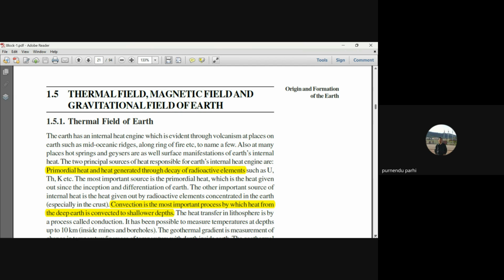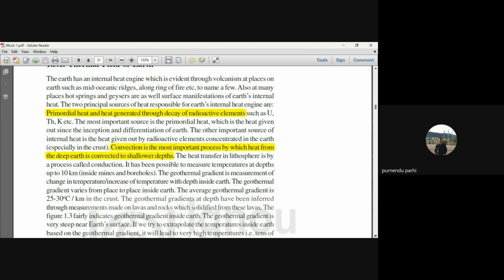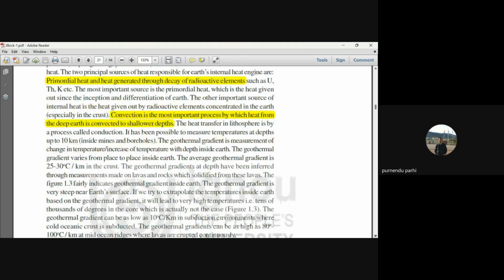Convection is the most important process by which heat from the deep earth is carried to the shallower depths. The heat transfer in the lithosphere is by the process called conduction. It has been possible to measure the temperature at depths up to 10 km. The geothermal gradient is the measurement of the change in temperature with increase in depth inside the earth. The geothermal gradient varies from place to place inside Earth. The average geothermal gradient is 25 to 30 degrees centigrade per kilometer in the crust.